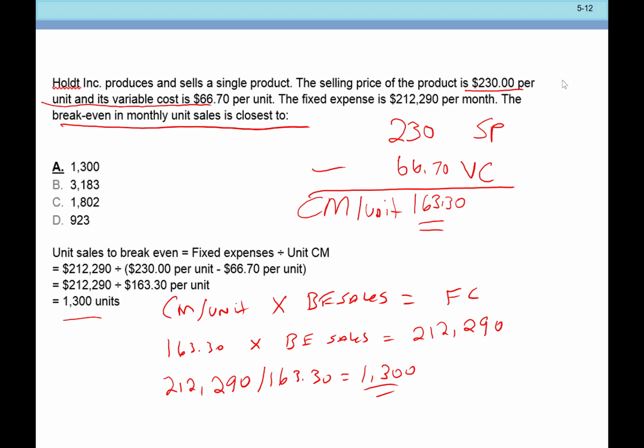163.30. So here this problem was just giving me the per unit information, right? So I'm happy with that. That helps me. Then I set it up. Contribution margin per unit times whatever the break-even sales is, what this problem was looking for, has to equal my fixed cost. I put in my contribution margin per unit, I do the algebra. Answer is 1,300.